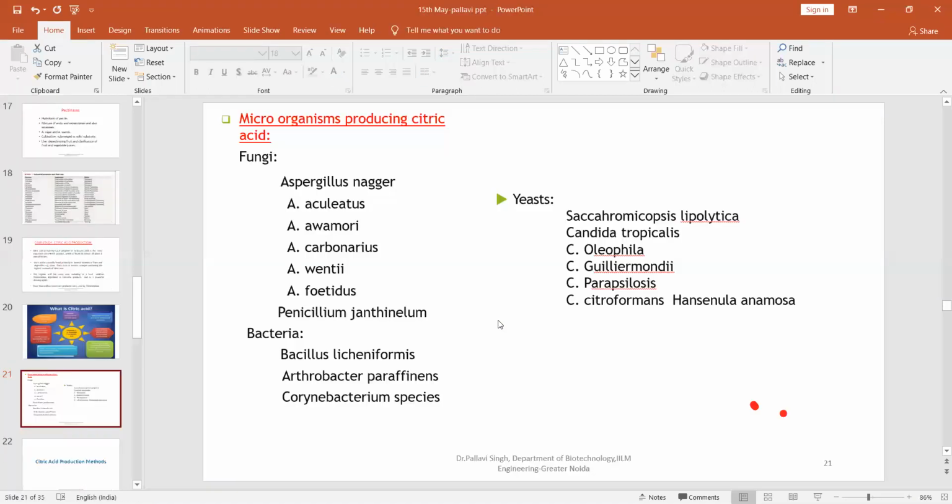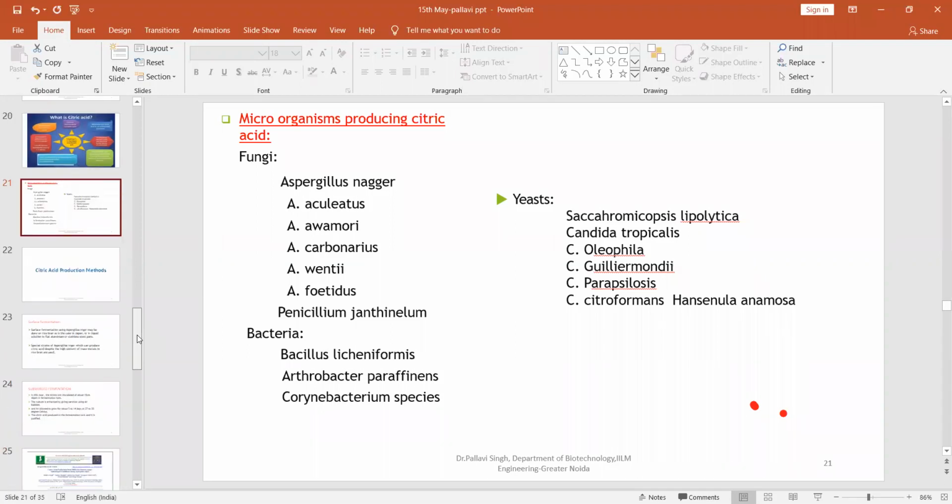Citric acid is a mixed growth associated product, which is made in the acceleration and deceleration phase of batch growth. So we can produce citric acid from fungi such as Aspergillus niger, Aspergillus wentii, or from bacteria. We can use Bacillus licheniformis, Arthrobacter paraffinens, or we can use yeast for making citric acid.